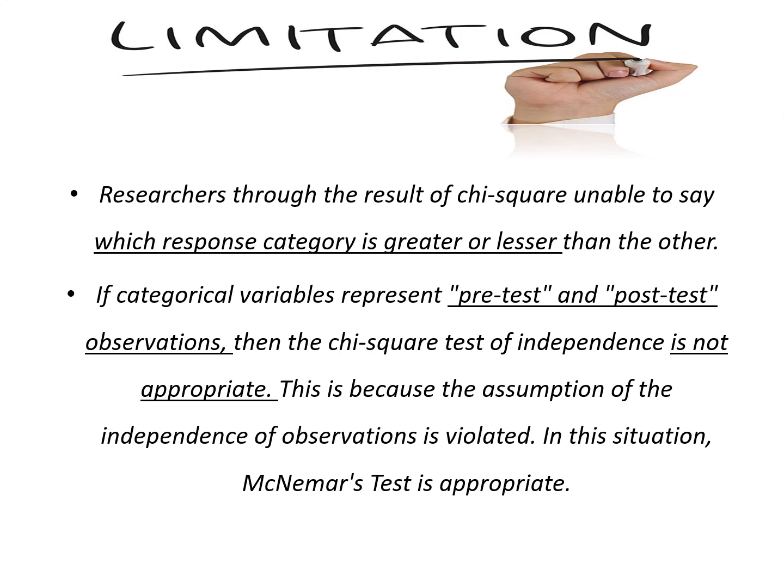If the categorical variables represent pre-test and post-test observation, then chi-square test of independence is not appropriate. Why not? Because if your observation considers pre-test and post-test, that indicates your independence of observation criteria is getting violated. Because in pre-test and post-test, both persons' scores are there. So in both sets of data, the same person's score is present. So the independence of observation is getting violated. So in that case, we need to go for McNemar's test.